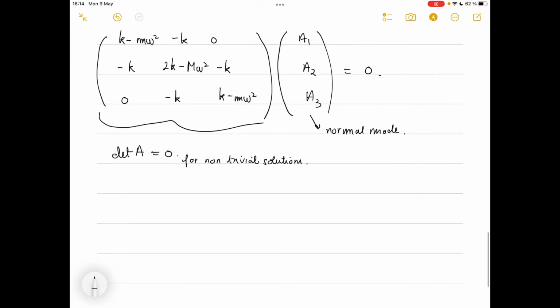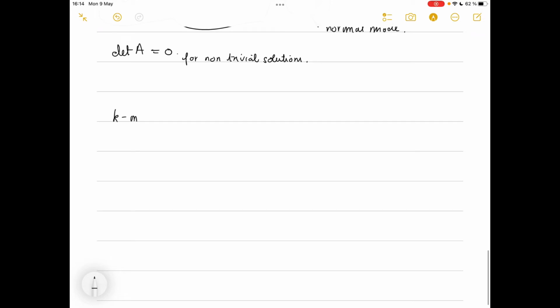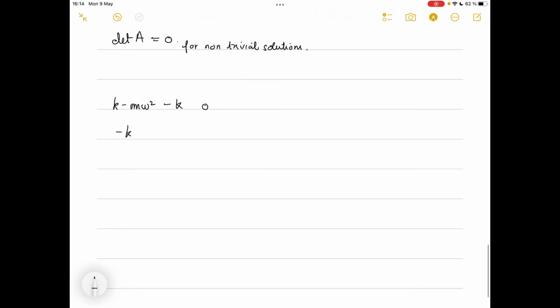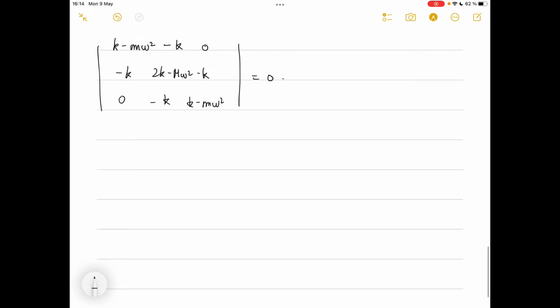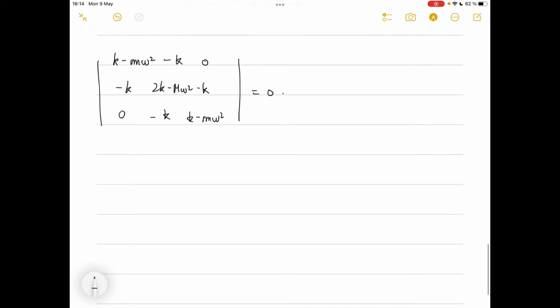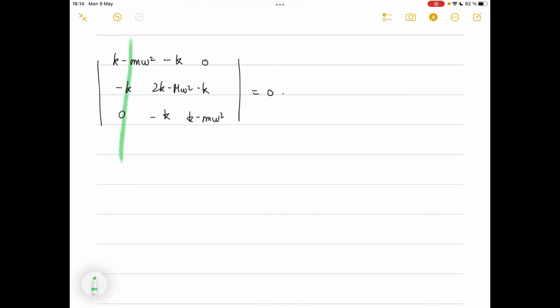So this is pretty much what we want to do. So now we want to evaluate the determinant of k minus m omega squared, minus k, 0, and so on, and set it equal to 0. To evaluate a 3×3 determinant, we first take the first element, and then we do this determinant, right?